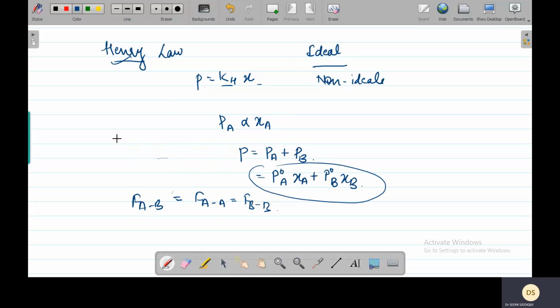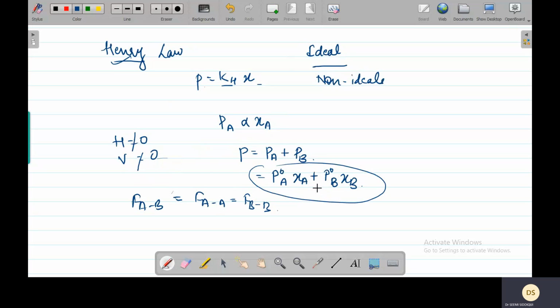Then if delta H is 0 and delta V is 0, then also they are going to obey Raoult's law. Then non-ideal solutions. They do not obey Raoult's law. For non-ideal solutions, we say that delta H can never be zero and delta V can never be zero. Raoult's law not being obeyed means it is not equal here.